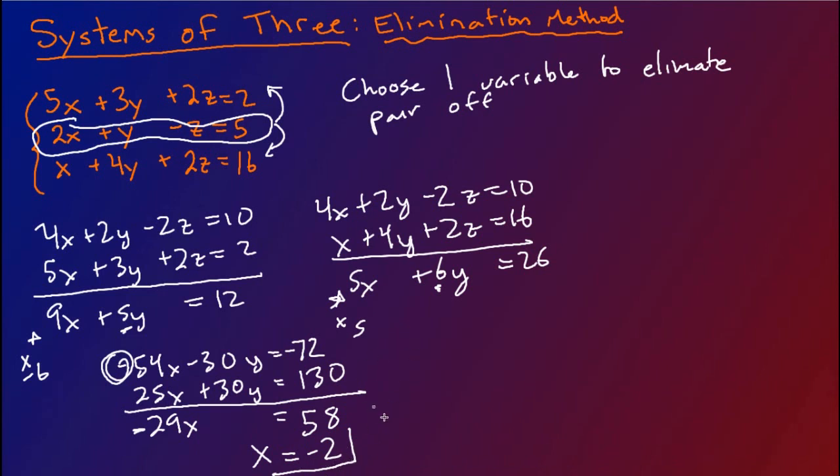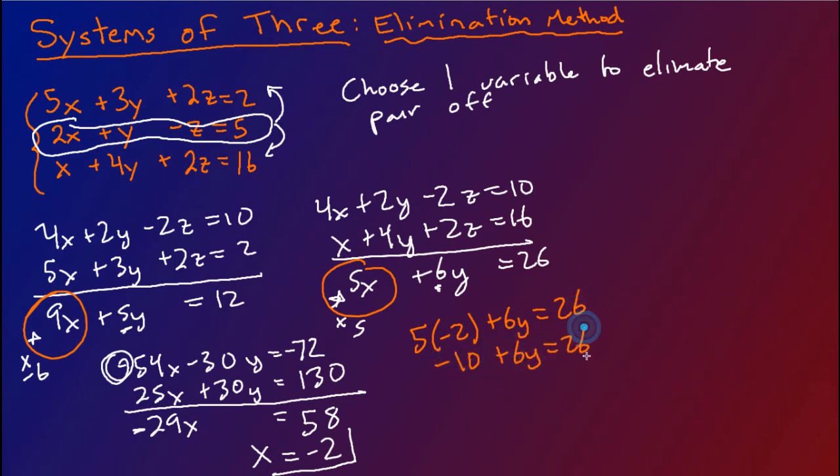Alright, so now that I have one of the numbers, I'm going to go back to either this equation or this equation and substitute in. Because of the space, I'll just choose this one. So I have 5 times negative 2 plus 6y equals 26. So that's negative 10 plus 6y equals 26. I'll add the 10. And I'll divide by 6. And I get 6 for y.